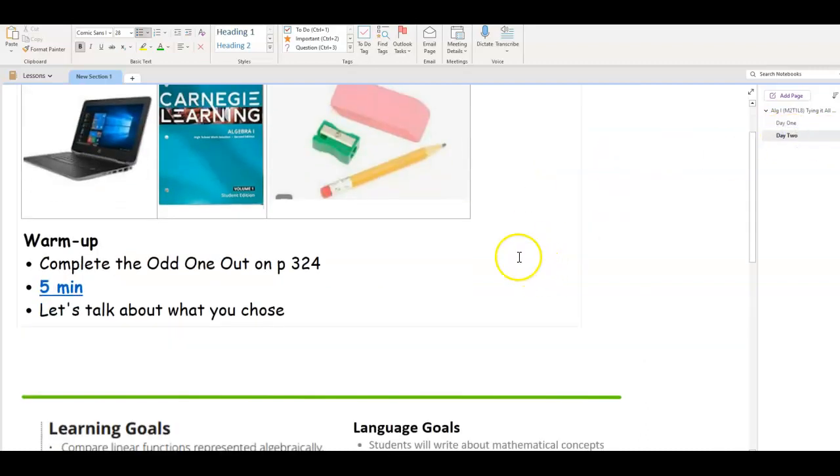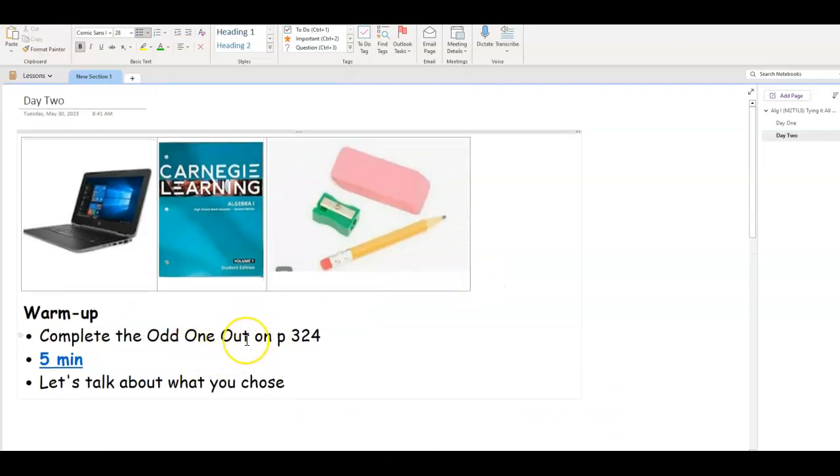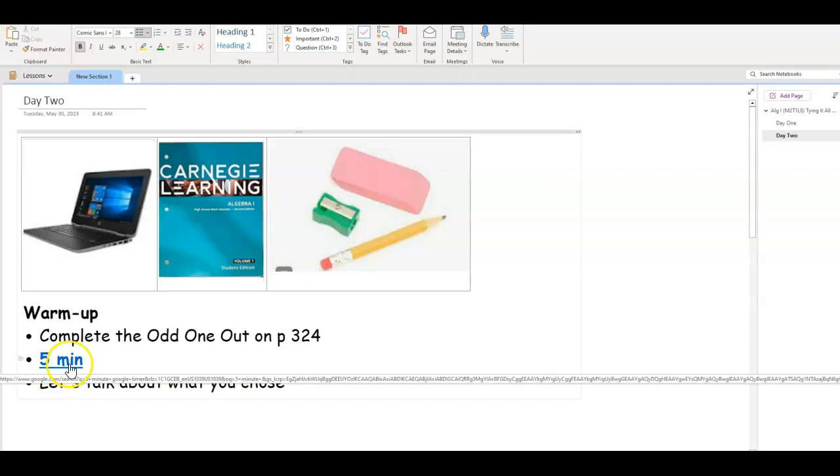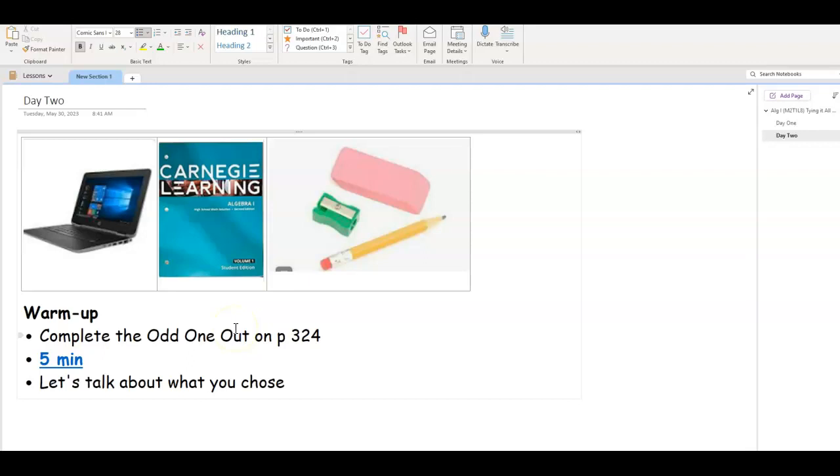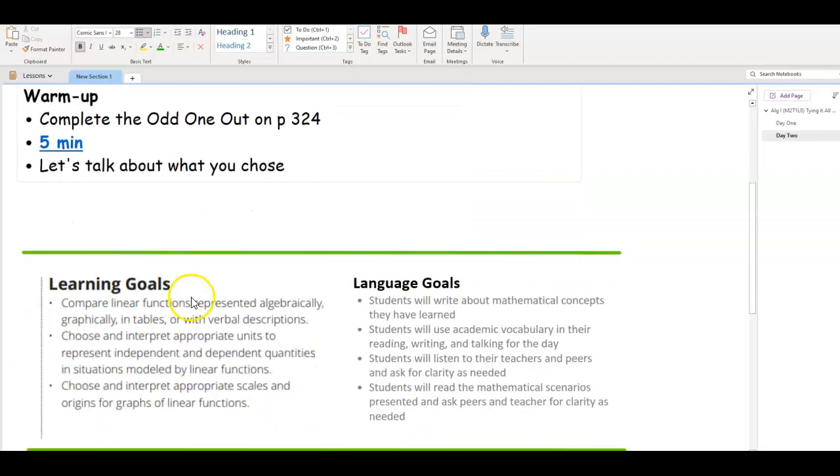So for day 2, we start the same way. This time we're going to use the odd one out, which is a getting started in the book. We skipped it from day 1 just for time, but I think for day 2 we can add it back in. If observations yesterday show me they need more time, then we'll leave that out. But we'll have a 5-minute timer, and we'll talk about what they chose. The odd one out is just having them complete the slope in many different representations and then choose which one doesn't belong, and we would talk about that.